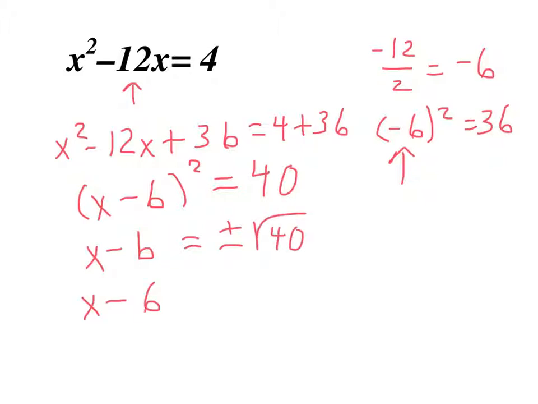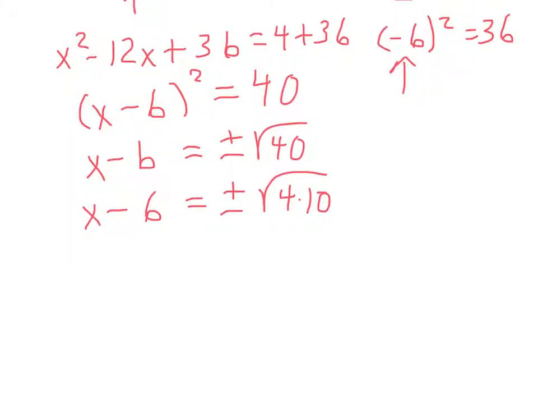We need to simplify that, plus or minus square root of 40. That's 4 times 10, square root of 4 times 10. Let's add 6 to both sides. Square root of 4 is 2, and we still have radical 10. So that's our solution.